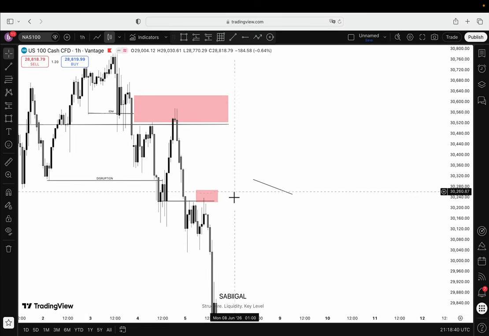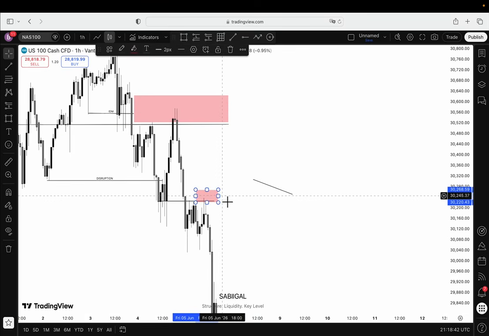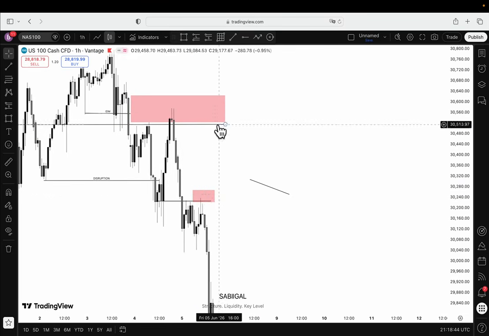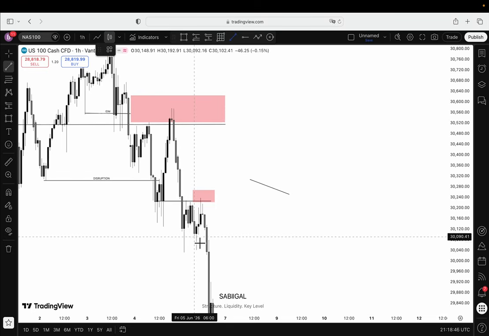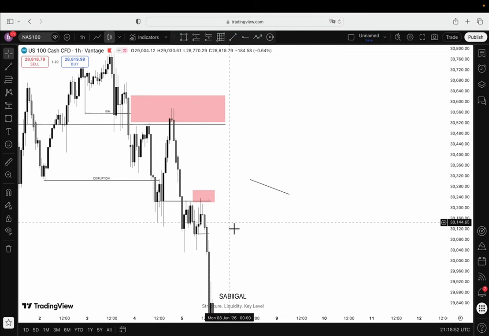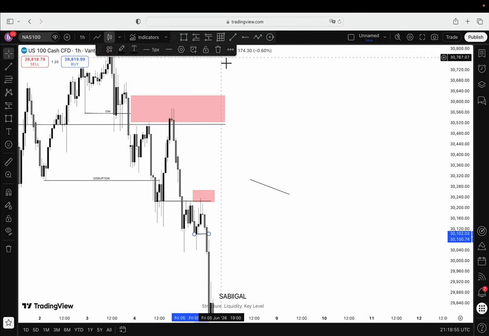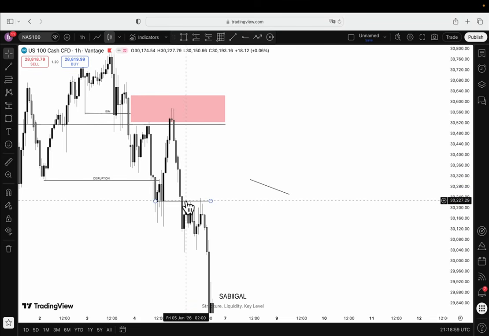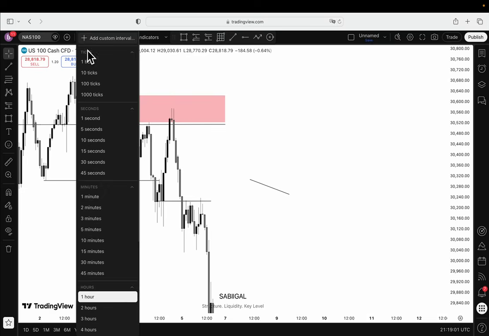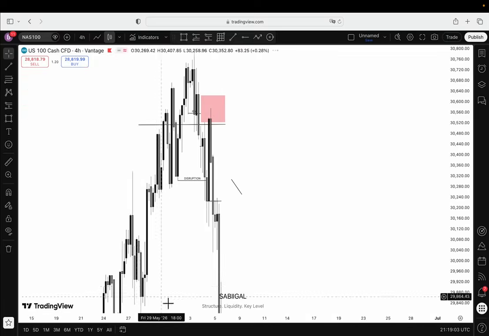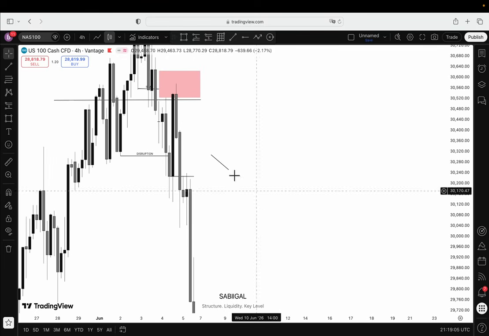And then after this rejection, this rejection is from 4 hours. The next breakout that we had is this guy right here. No, I don't think so. Let me draw this again. I think this is where it tapped on it. This should be it. Let's go back to the 4 hours. Let me put that red stuff again. Let's follow suit.